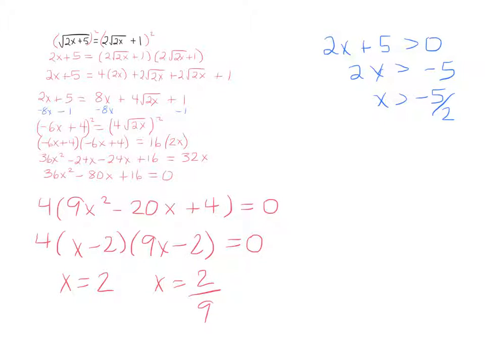When I do that verifying on my calculator, when I check 2, it comes out to 3 equals 5, which tells me that that is not a solution. But when I do 2 over 9, I get 2.3 repeating equals 2.3 repeating. So that is a solution. So we had an extraneous root again. X equals 2 was extraneous. I love it when you say that. But x equals 2 over 9 is the answer.